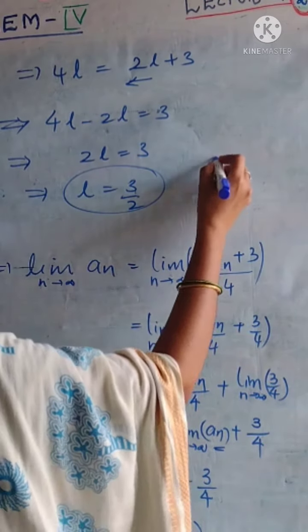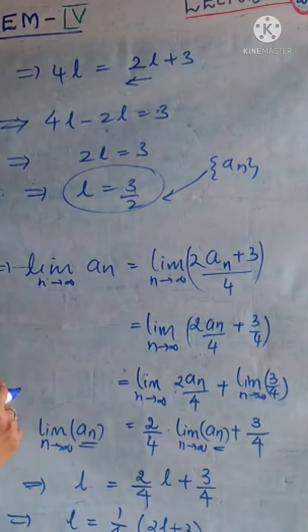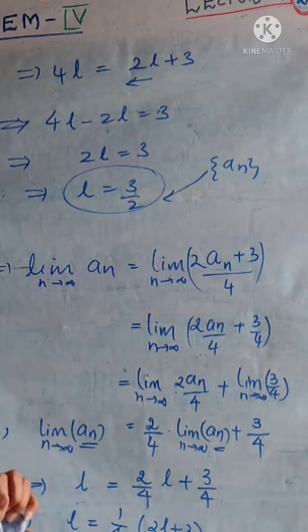That means the given sequence an converges to 3 by 2. Okay, this is the answer.